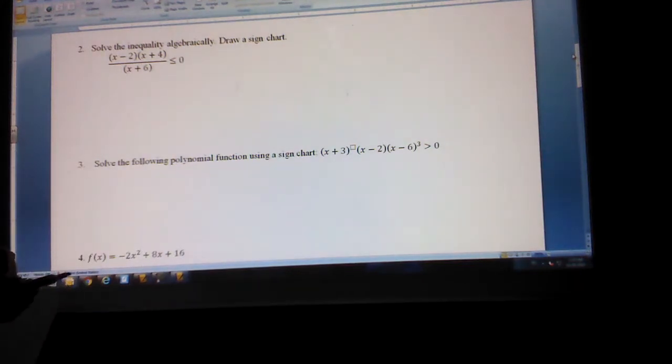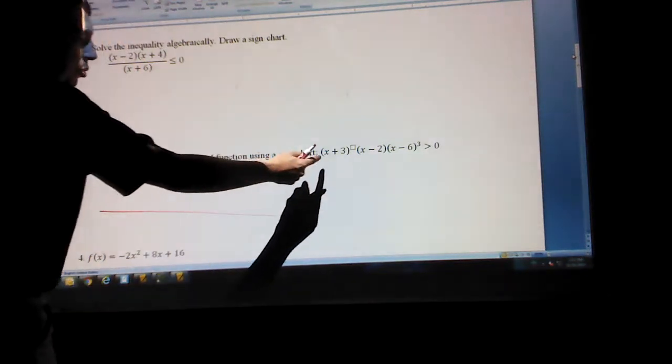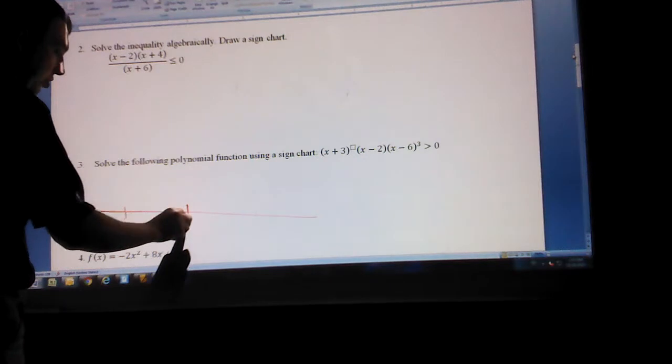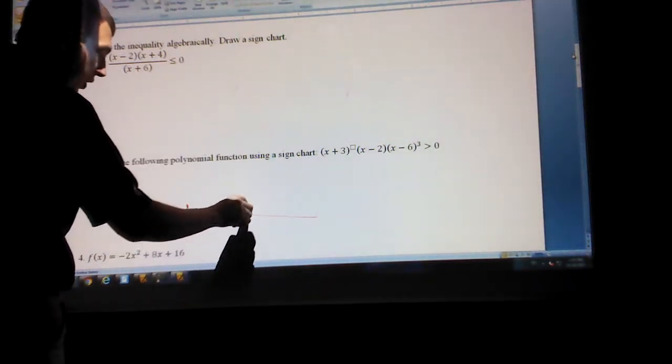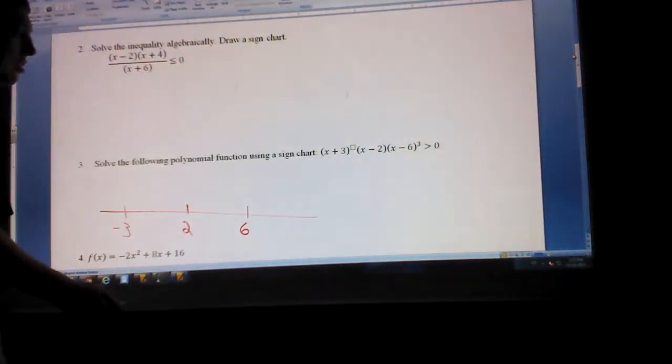Next, solve. This again is the same concept. We have a sign chart. When does it equal 0? It equals 0 at negative 3. It equals 0 at 2. And it equals 0 at 6. And we are looking for numbers bigger than 0, or positive numbers.